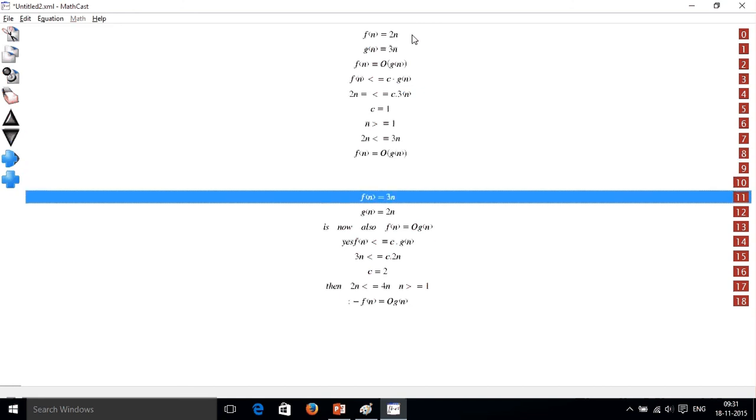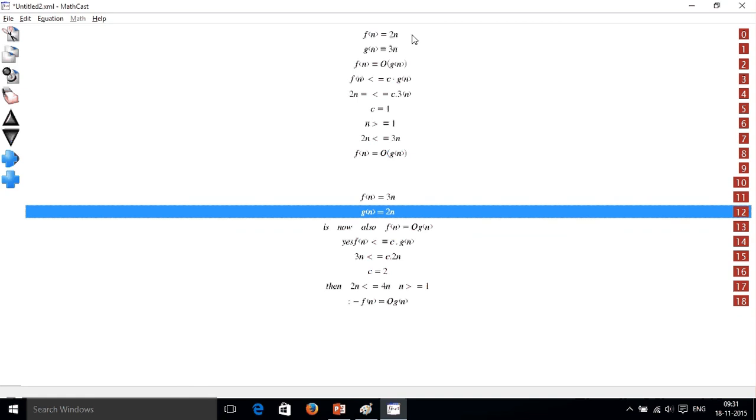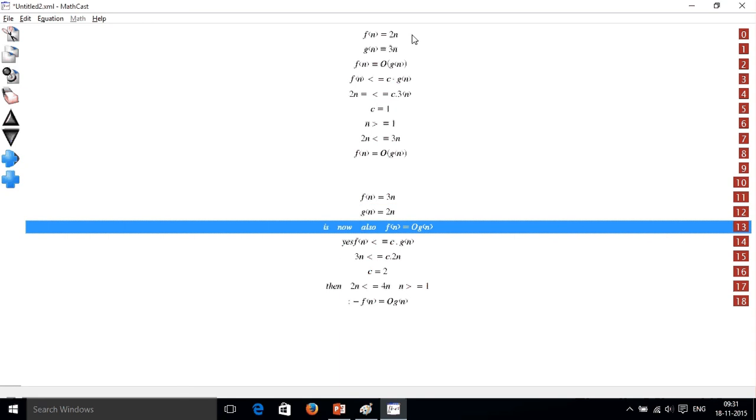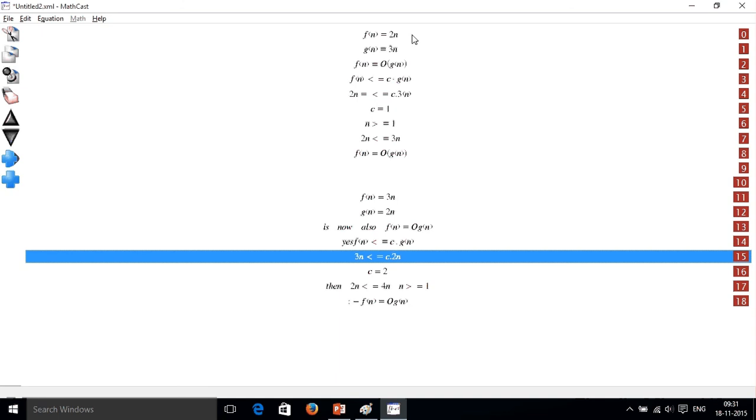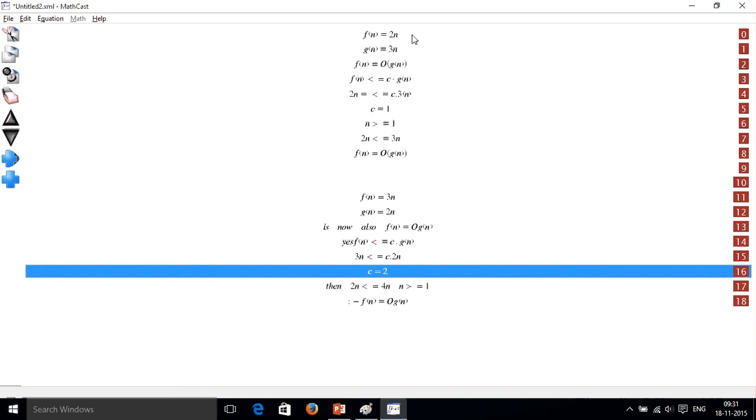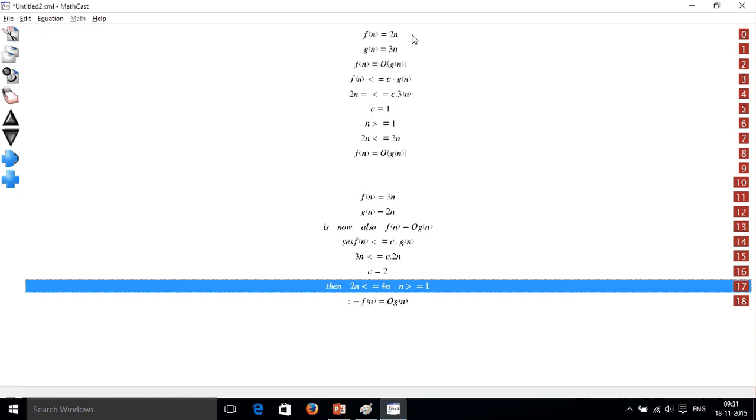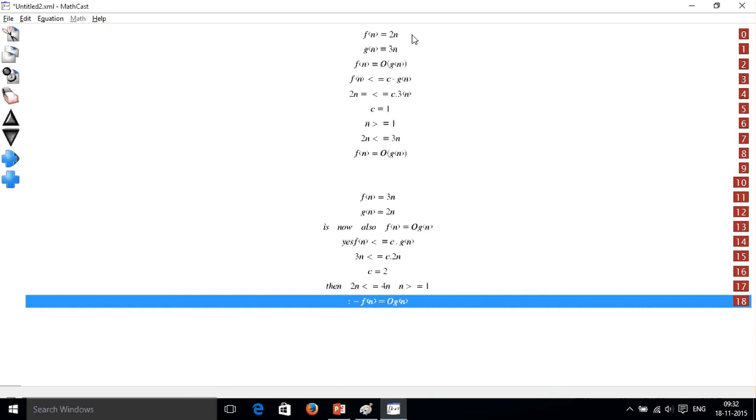Now let us take another example. Now f(n) equals 3n and g(n) equals 2n. Now is this function big O of g(n)? It seems that 3n is never less than or equal to 2n, but 3n should be less than or equal to c times 2n, where if we take c equals 2, and n greater than or equal to 1, then 3n is less than or equal to 4n. Therefore this function is also big O of g(n).